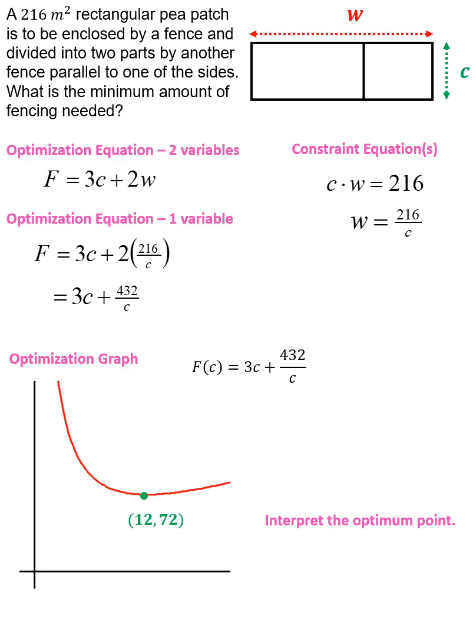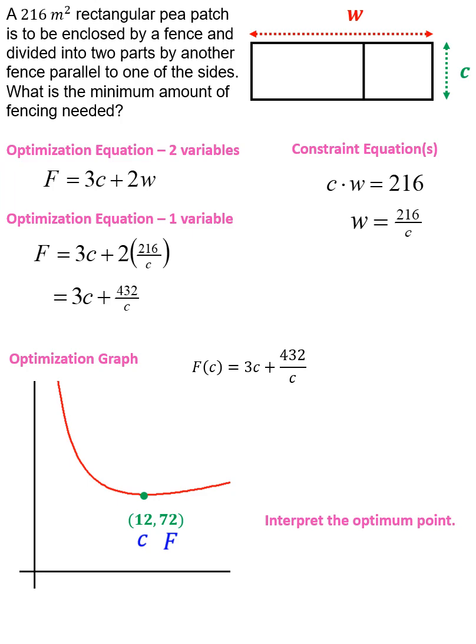Well, clearly it's the minimum of the fence function, so it in some sense represents the minimum amount of fence that I can get away with. Let's not forget what our x and y variables, our x and y axes, represent in this particular case. Because we're graphing F as a function of C, F is the y-axis, and C is the x-axis. And keeping in mind that (12, 72) is (x, y), I can now interpret this optimum point, or minimum point in this case, as: if C is 12 meters, the amount of fence needed for the whole project will be 72 meters.